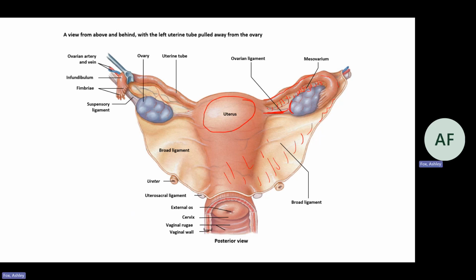Then over here, you can see this would be the ovarian ligament. This is the mesoovarium over here. And then this is the suspensory ligament that's going to the lateral side of the pelvis. Near the suspensory, you see the ovarian artery and vein, so part of blood supply. Also, in the broad ligament, you'll see a lot of blood supply going to the uterus as well. So the broad ligament is really wide and flat.